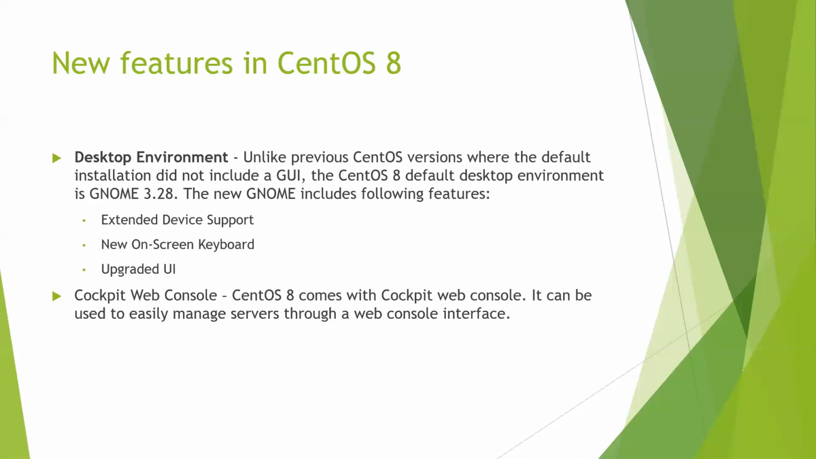Lastly, we will discuss the new features that are included in CentOS 8 and that are not present in CentOS 7. Desktop environment. Unlike previous CentOS versions where the default installation did not include a graphical user interface, CentOS 8's default desktop environment is GNOME 3.28. The new GNOME includes the following features: extended device support. GNOME is now integrated with Thunderbolt 3 connection support. This feature allows the users to monitor all Thunderbolt connections and detect any security breaches.